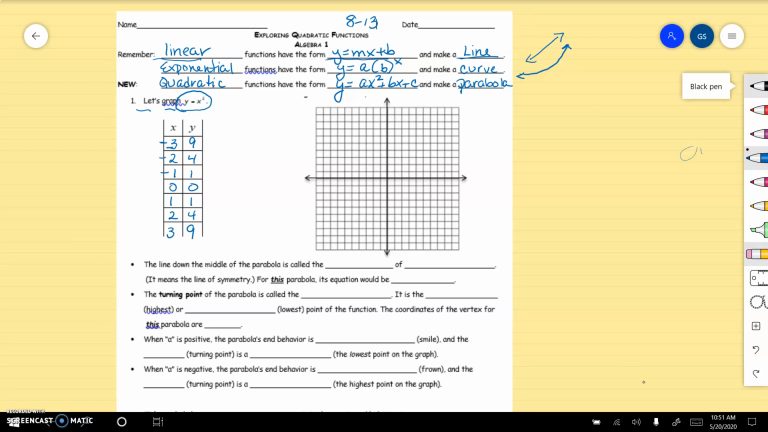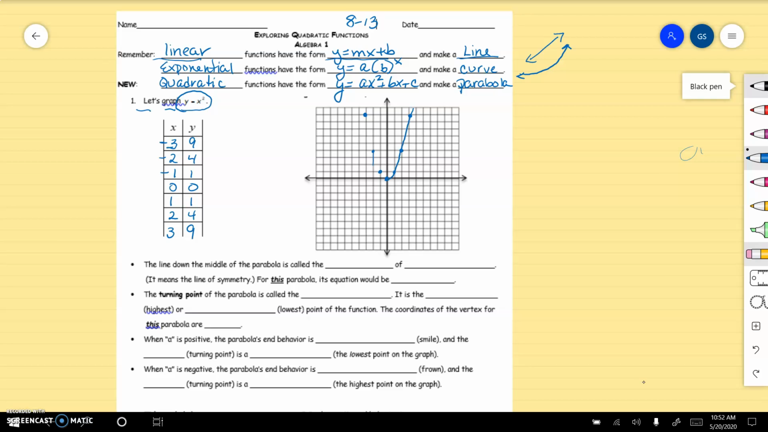All right, so quickly I'm going to plot these points. 1, 2, 3. Whoops, that's 2. I gotta fix that. 1, 2, 3. Okay. -3, 9. So there's -3, 9. We have -2, 4. That means we have a +2, 4. We have a 1, 1, and we have a -1, 1. And then we have 0, 0 right in the middle there.